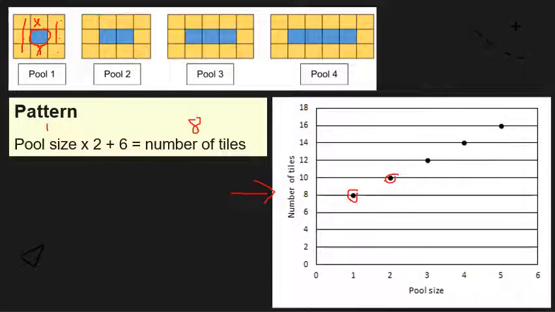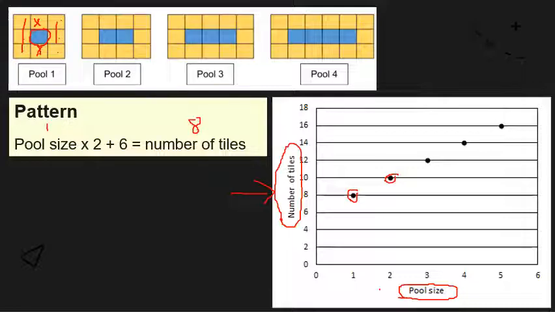Now, to read this, it's really important that I am able to distinguish between my x-axis, which is the horizontal axis down here, and the y-axis here. And you'll see I've circled the headings or labels for each of these axes. Now, when you're creating a graph of any kind, it's so important that you label your x and your y axis, because I could switch this around. I could have this bit down here as the number of tiles and this bit here as the pool size.